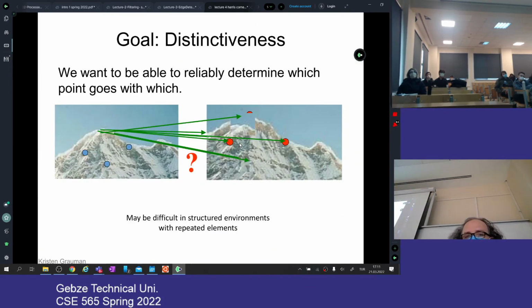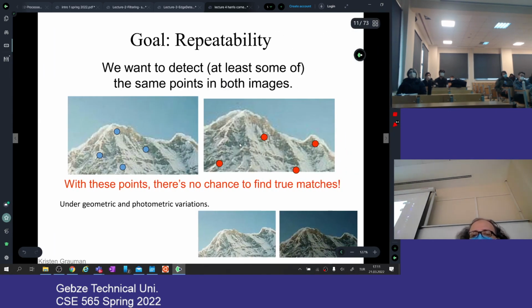So I am after something that is distinctive. What do I mean by distinctive? Find a point that is different from the other points in the same image or the other image. I want to be able to reliably determine which point goes to which. That will be distinctive. And an operator that is repeatable. What do I mean by repeatable? If I run the same operator, if I find the corners on this image and that image, I should be able to say that, okay, this is a corner and this is a corner, etc.